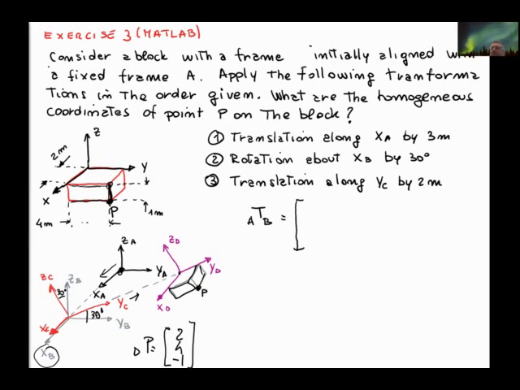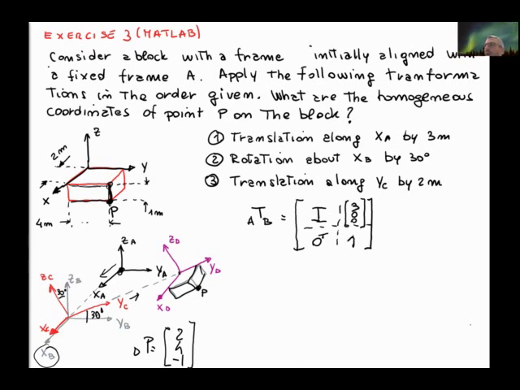Well, we have the identity matrix, and then the translation vector should be 3, 0, 0. Okay, 3, 0, 0. Very good. And a 1. Very good.